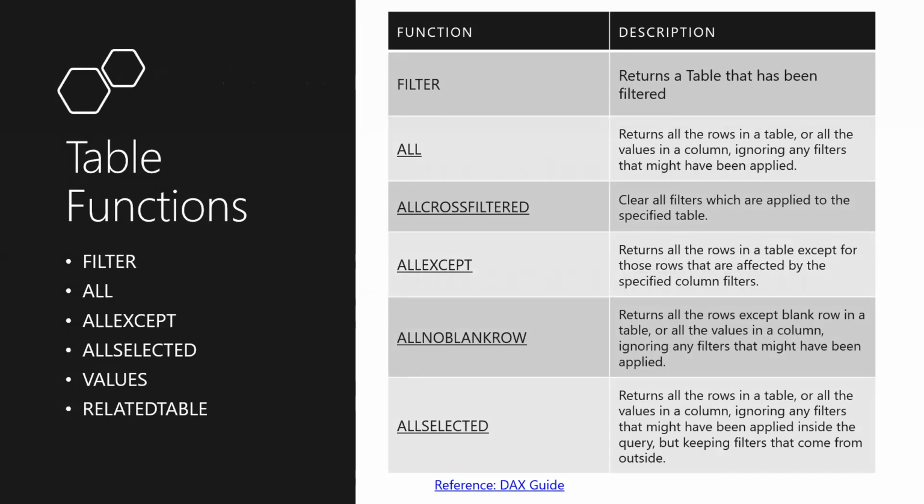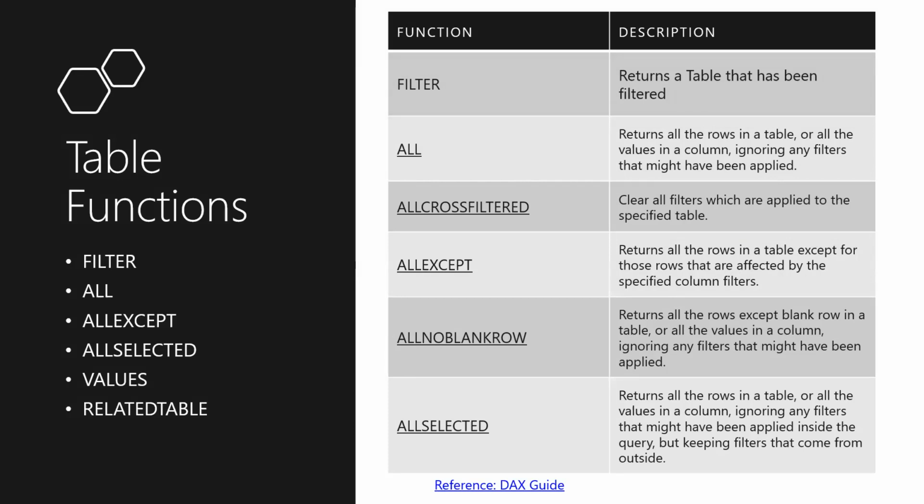When I use a filter, it returns a table that has been filtered already. For example, let's assume I have a sales table. I have discounts, I have sales, and I only want sales items that were discounted, which means that the discount value is greater than 0. In that case, I'm going to be using a filter. I input a table and I write the condition inside the filter function.